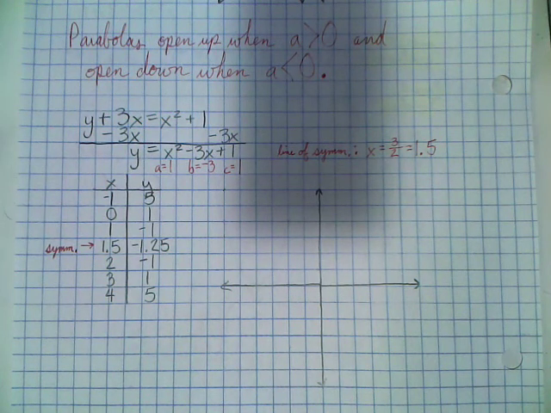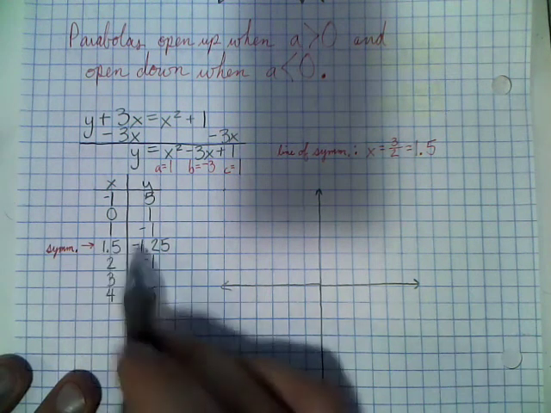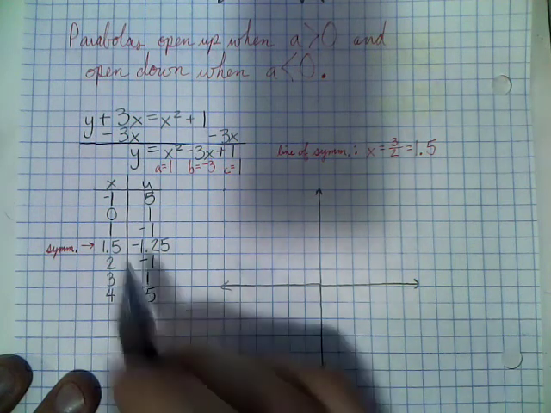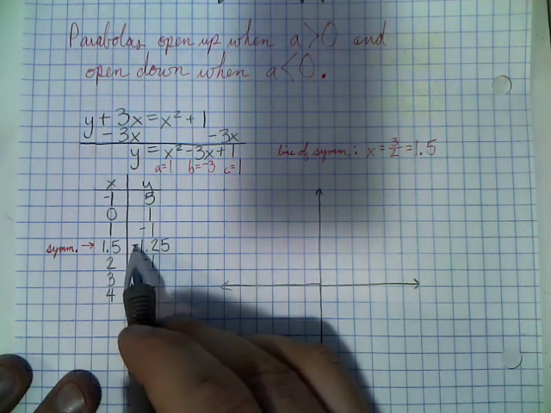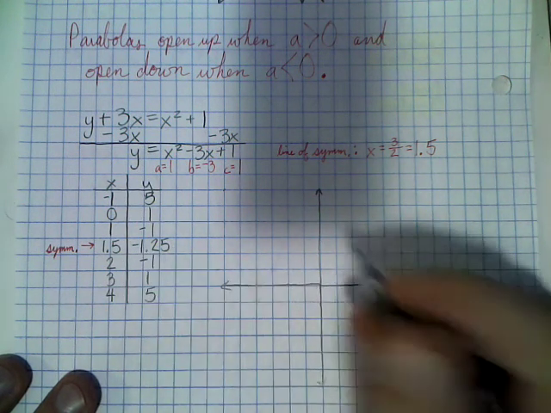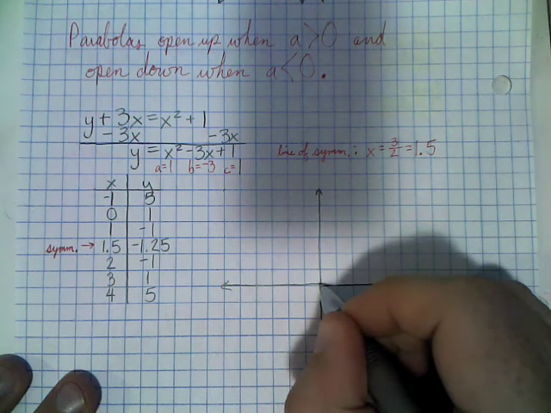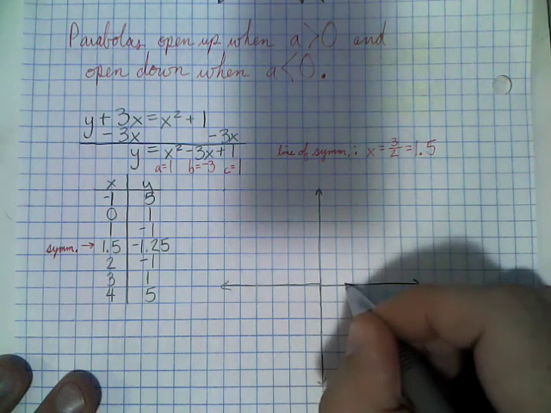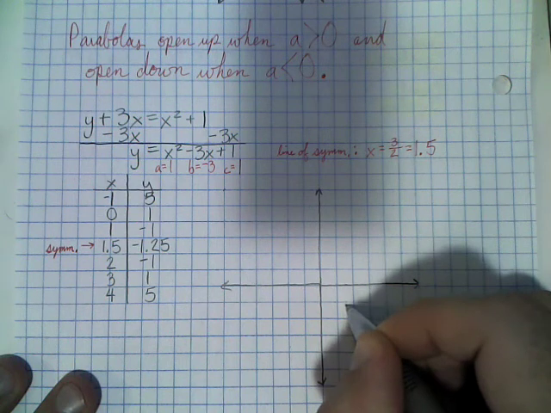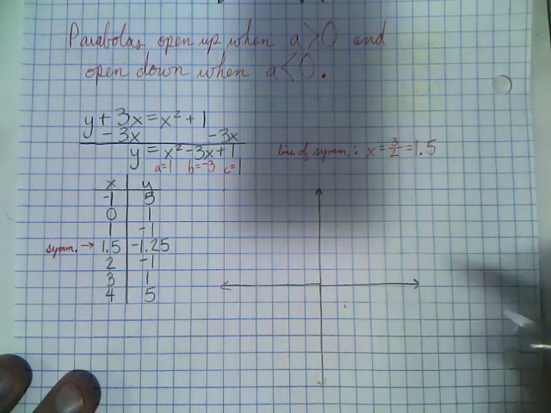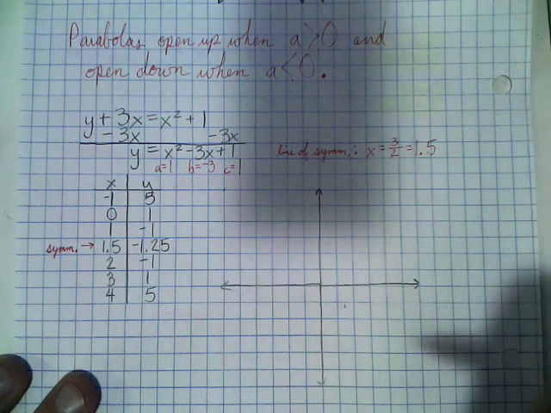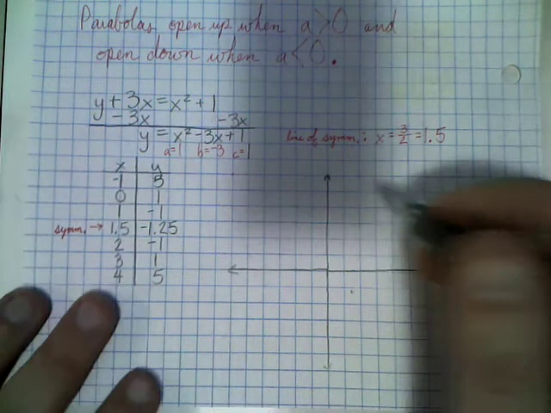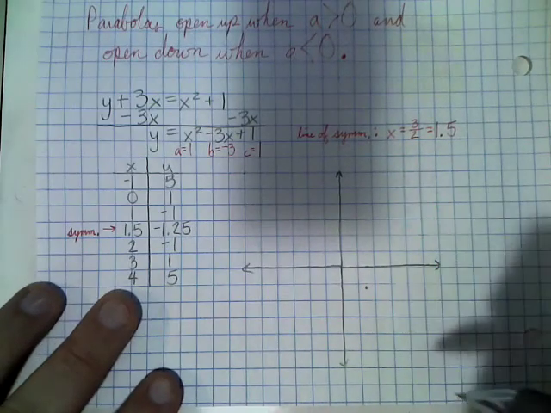And then we graph. Again, it's kind of nice to start with your vertex. So 1.5 comma negative 1.25. So 1.5 and then a negative 1.25, or about a negative 1/4. So that's my vertex right there. It's going to be all symmetric around that point right there.